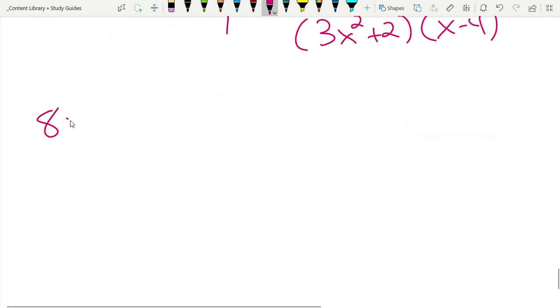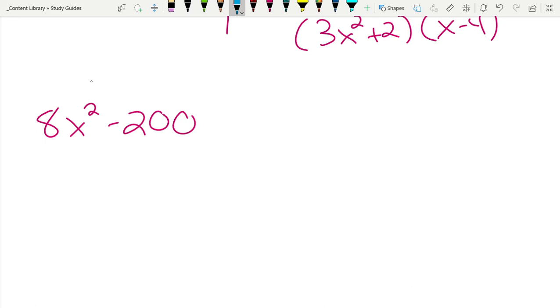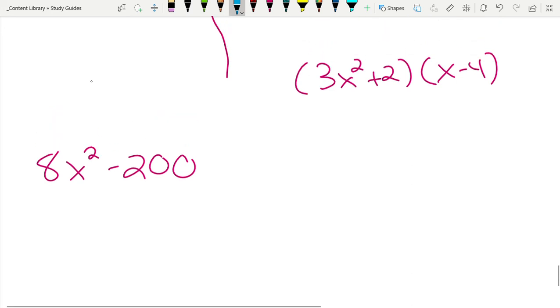On to number 16. We have 8x squared minus 200. First rule of factoring, GCF. Yes, we have a GCF this time. We have a number that will go into 8 and that will also go into 200. We could see if 8 would go into 200. I think that might work, so let's try it out.